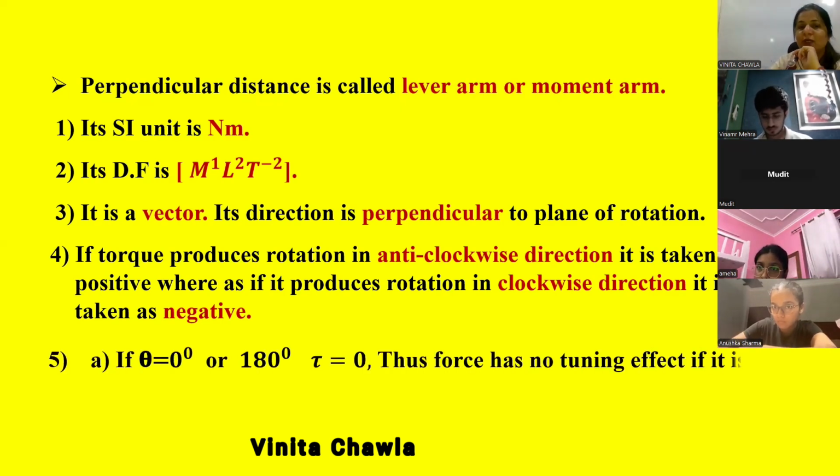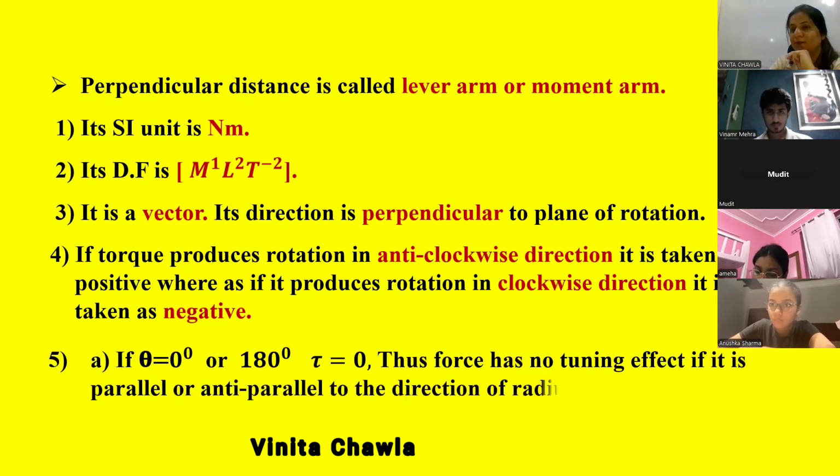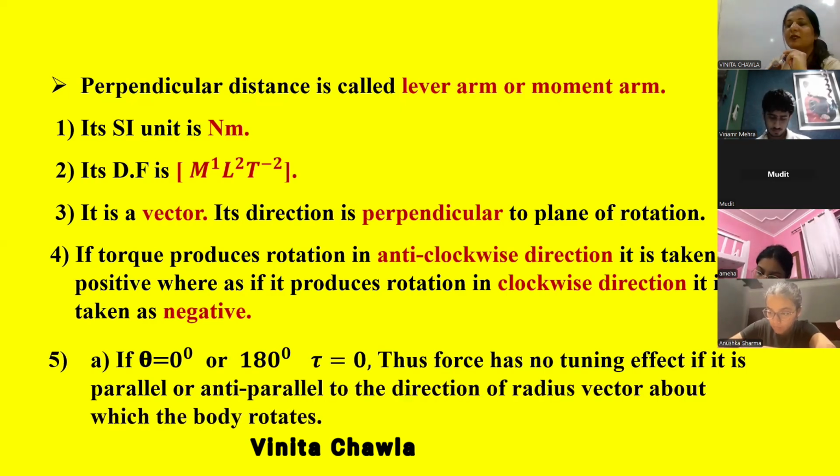If theta is 0 degree or 180 degree, torque is 0. See, theta is the angle between vector R and vector F, right? What is theta? Theta is the angle between vector R and vector F. So this is my R and this is the force. So if we are applying the force in the same direction where the R is, then theta is 0 degree.